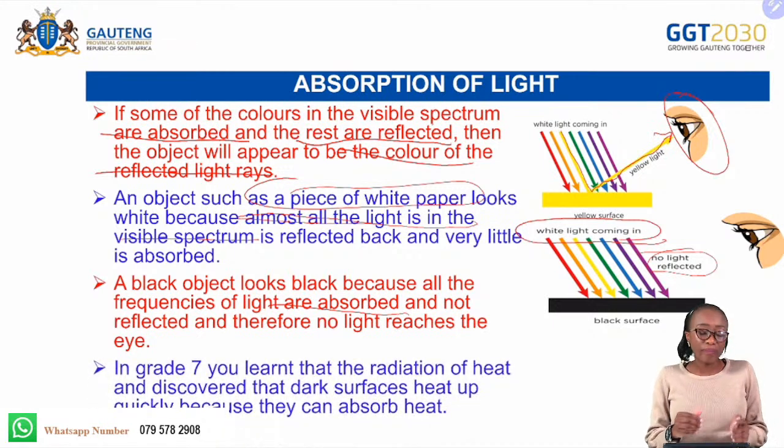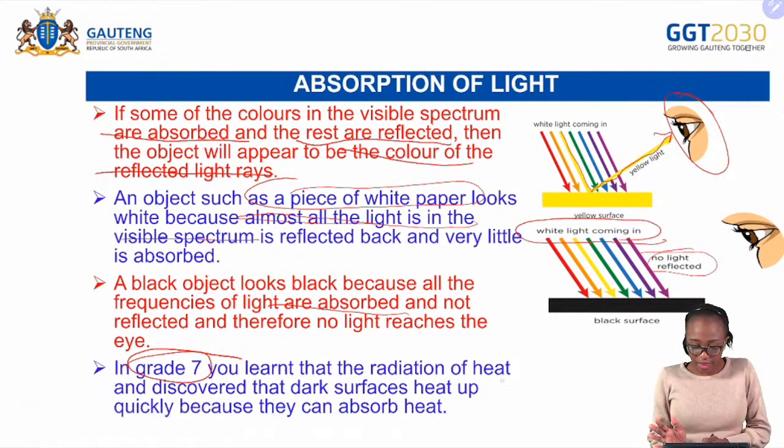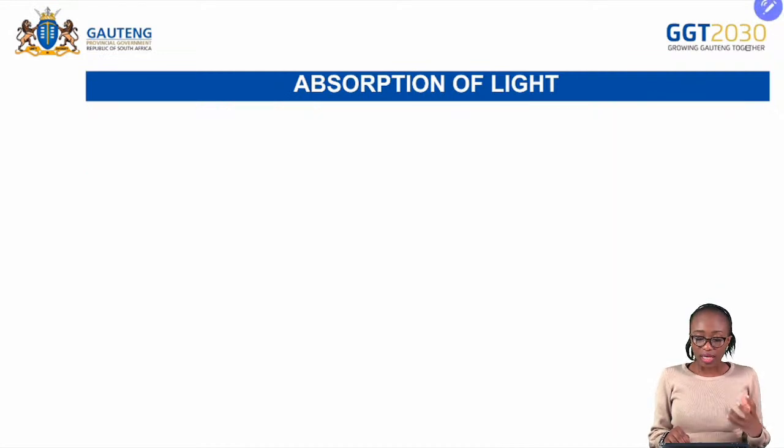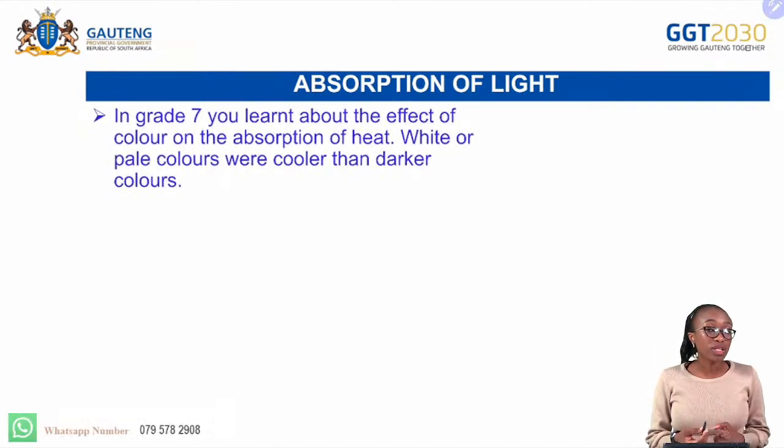If you remember in the 7th grade, you learned about the radiation of heat and discovered that dark surfaces heat up quickly because they absorb heat. Do you remember that from the 7th grade? Darker surfaces absorb radiation quickly, and when they do, they heat up quickly. It's kind of the same story here, where the black surface absorbs all of the light rays and then appears black.